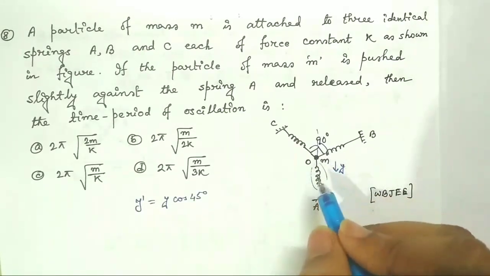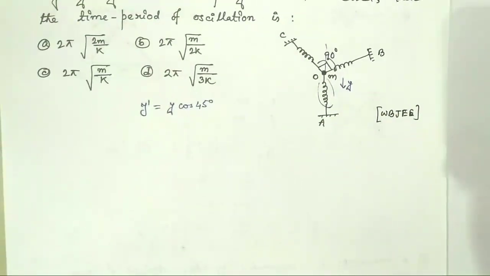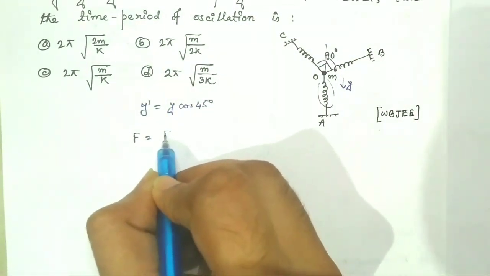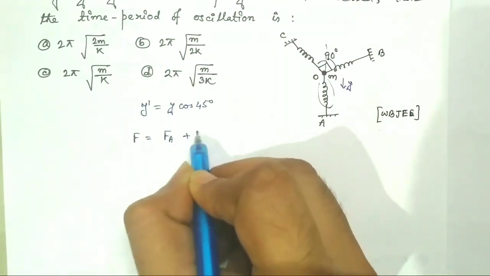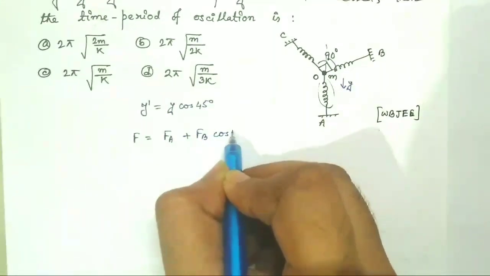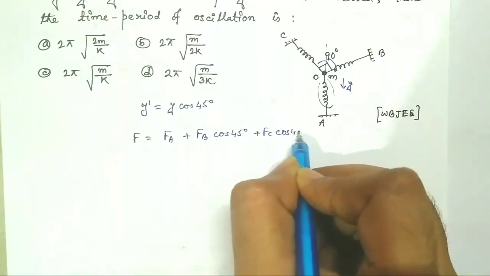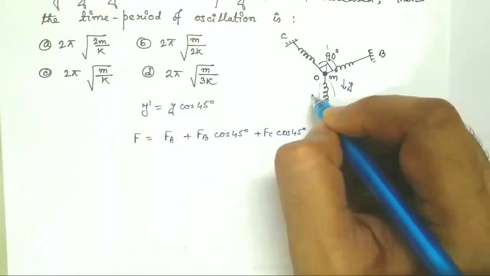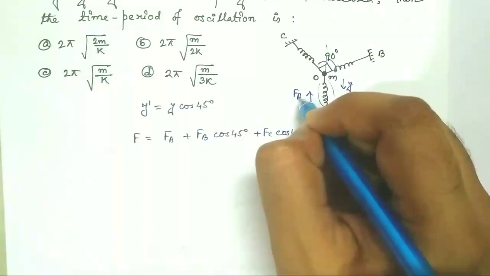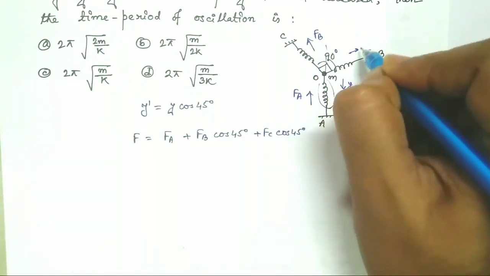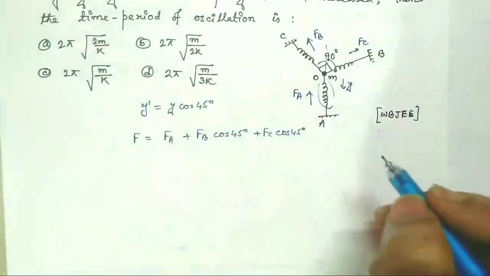so that the total restoring force of the mass m along AO, total restoring force, what will be the total restoring force? This is given by F equal to Fa plus Fb cos 45 degree plus Fc cos 45 degree. The directions of these forces Fa, Fb and Fc are like this, Fa, Fb and this will be Fc.